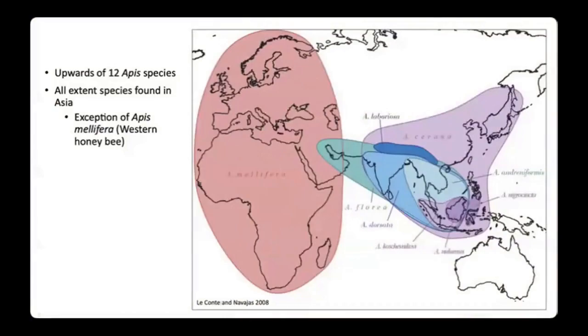Today, I will be discussing how genetic variation has facilitated the adaptive radiation of two different honeybee species. So the genus Apis represents at least 12 different honeybee species. Most of the genus is native to Asia, with the exception of Apis mellifera, which has the largest distribution and encompasses Europe, Africa, and parts of West Asia.